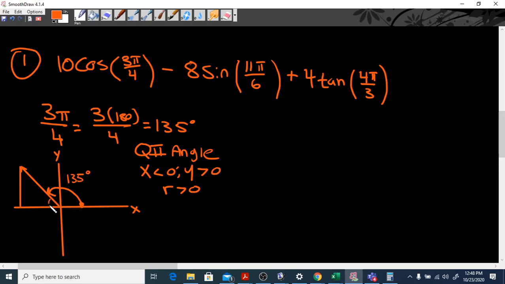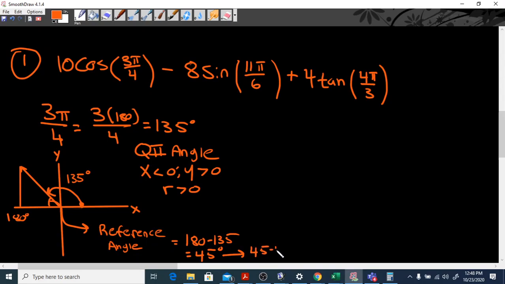All right, so then this angle, this is called the reference angle. Okay, so let me just write that down here. This is the reference angle. And we can find that quite easily because we should know that 180 degrees is the negative x-axis. So the reference angle is going to be 180 minus 135. And that is just going to give us 45 degrees. And that tells us that we're going to use the 45, 45, 90 to solve this problem.